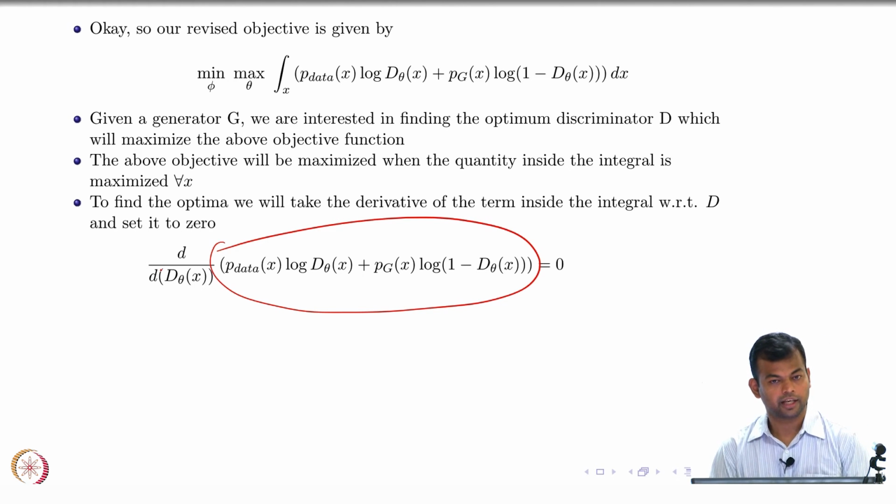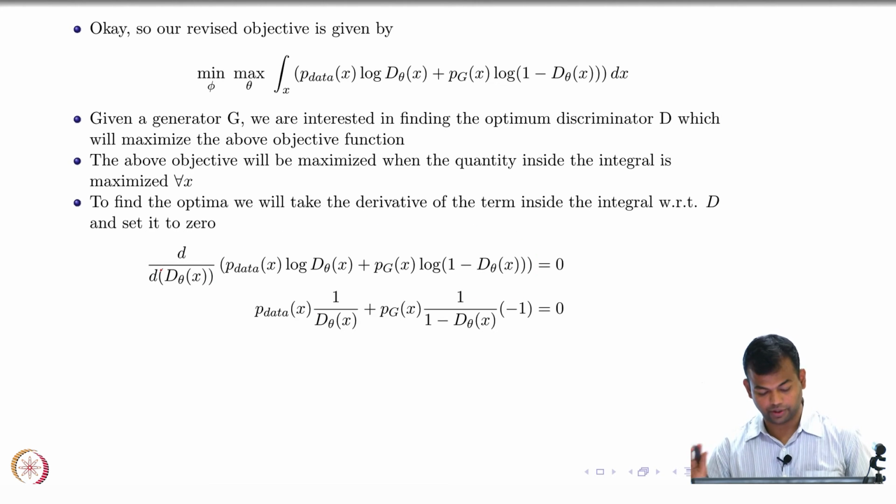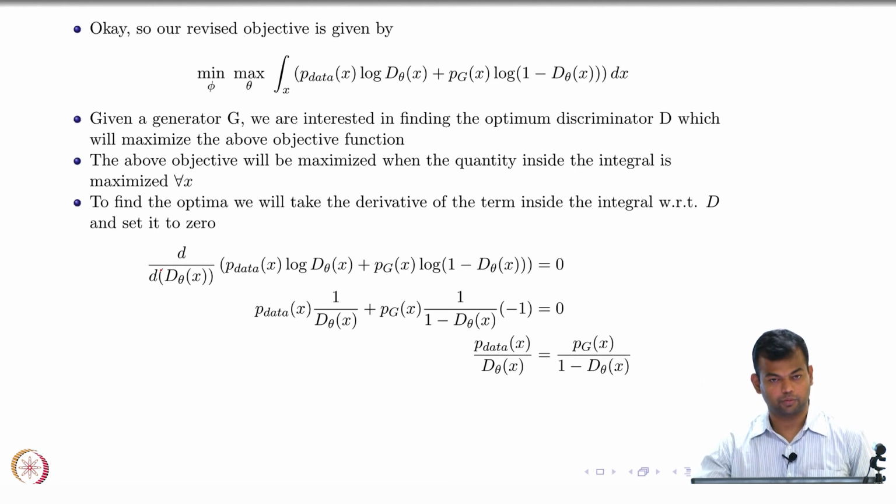Can you help me in working this derivative? What will be the first step? P data upon, 1 by p data upon dx into 1 plus pg over, I'll just write it. Is that fine? Now I can just do some simple algebra, take one term on one side.